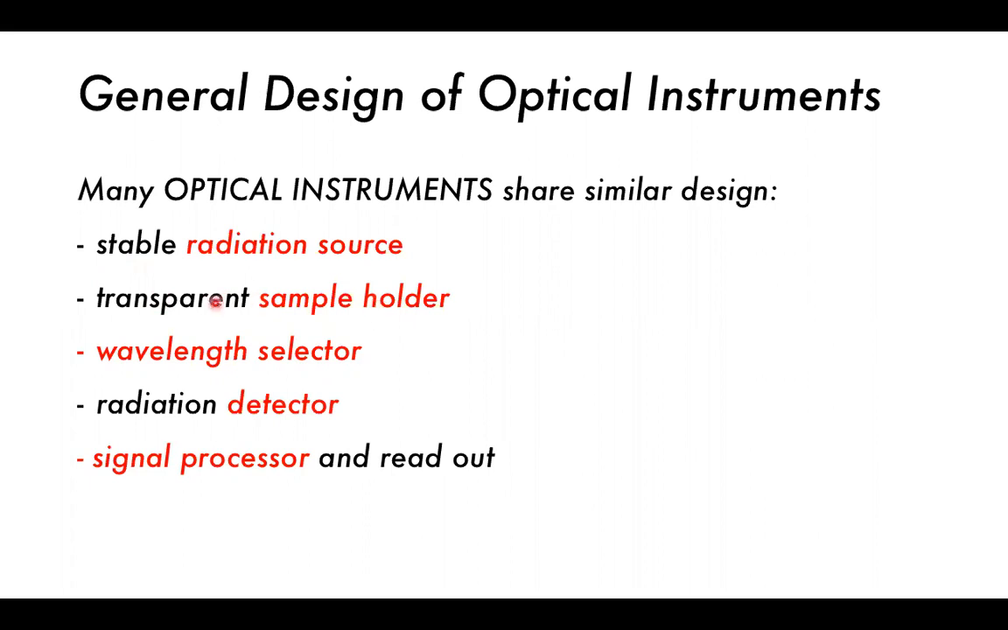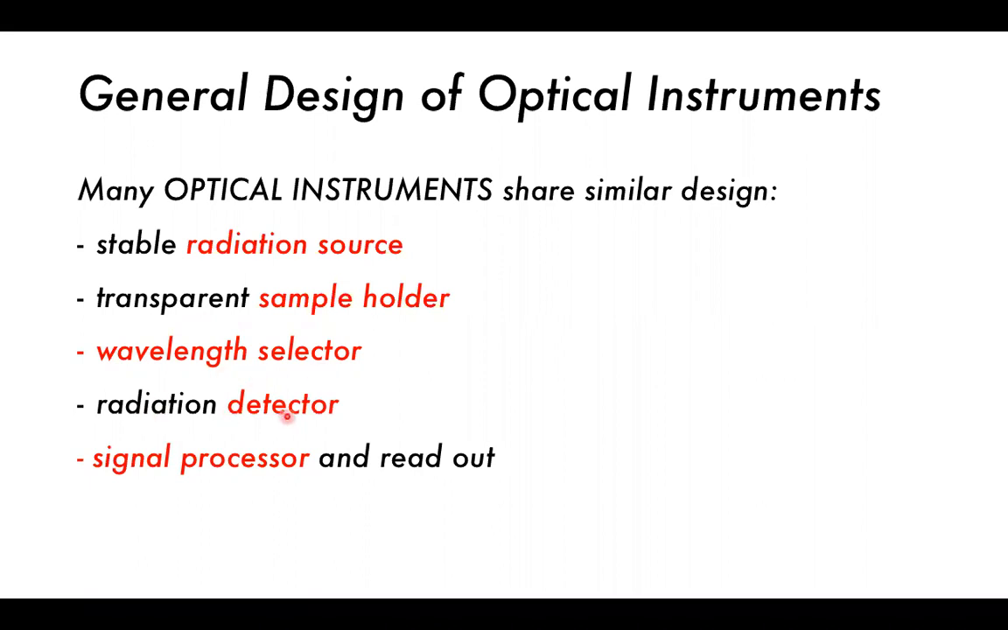Transparent sample holder. Transparent doesn't necessarily mean that it's transparent to our eyes. It just means it's transparent to the wavelength range that we're measuring. If we're measuring in the UV or in the visible, usually it means it's transparent also to our eyes. But the most important thing is that it doesn't have an absorption or an emission in the wavelength range that we're interested in. Then we have some sort of wavelength selector. This is important to make sure that we're not measuring the light intensity from wavelengths which are not meaningful to our measurement.